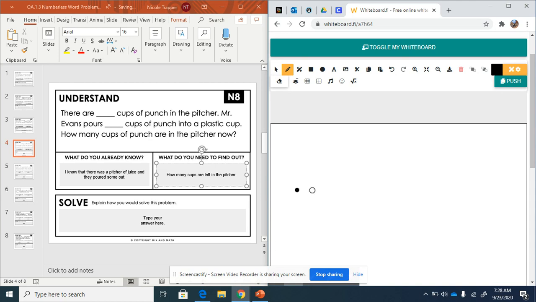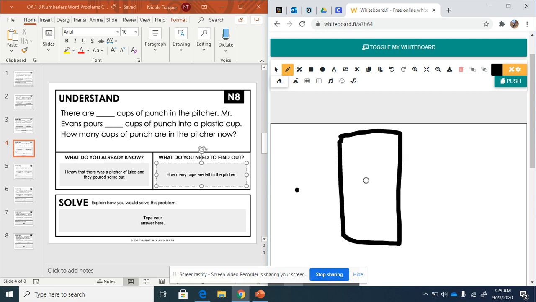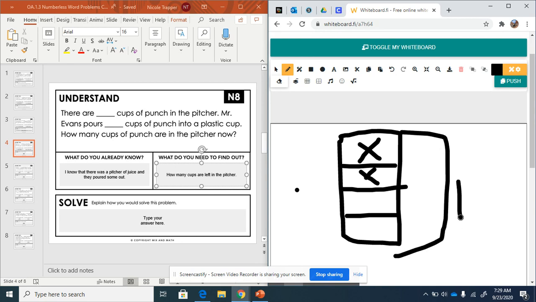Okay. Now I'm going to go over to my plan step. So I'm going to draw a picture that looks like a pitcher, and then I'm going to divide it up by its cups. So we're going to say it has just a couple cups in there. And then I'm going to say he pours maybe 2 of them out. So this is the total. And then I had to take some away. So I know that's a subtraction problem.